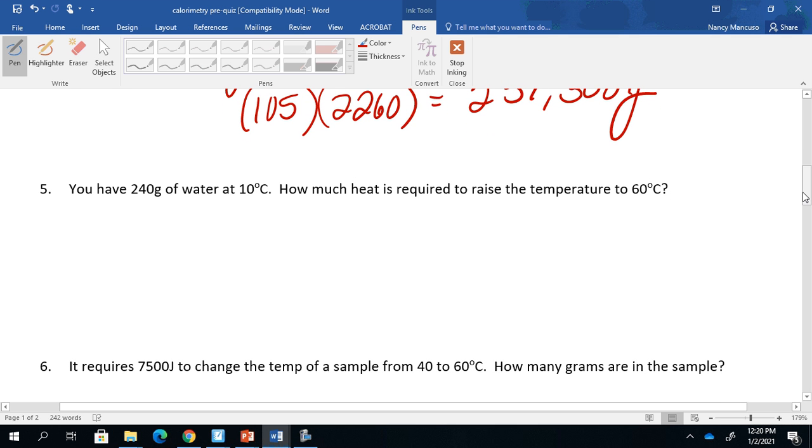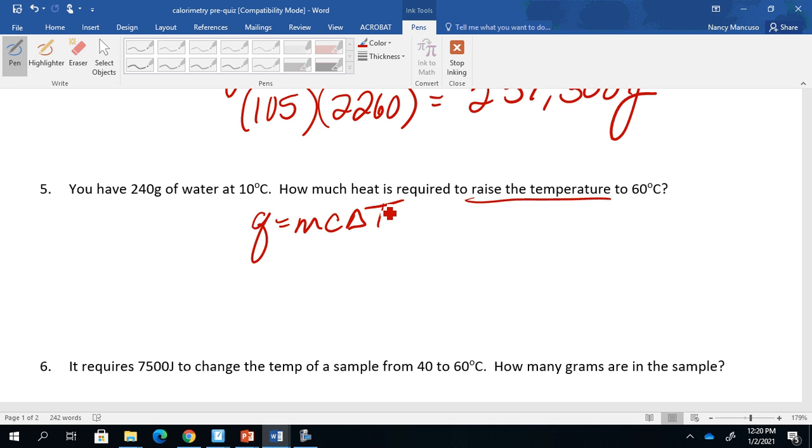All right, you have 240 grams of water at 10 degrees. How much heat is required to raise the temperature to 60? So if I'm raising the temperature, I want Q equals mc delta T, and I want you to be in the same practice that I'm in: as soon as you read a question, you're underlining what it is that's changing, and then you're writing down what formula of the 3 you need to use based on that information. So since it's changing temperature, I know that I needed the Q equals mc delta T formula.